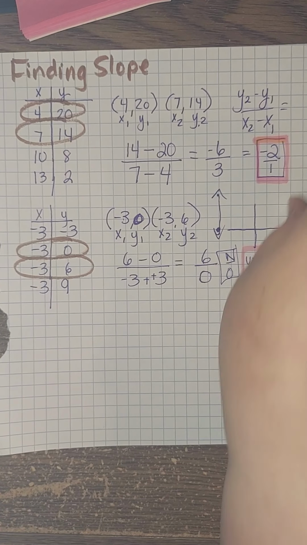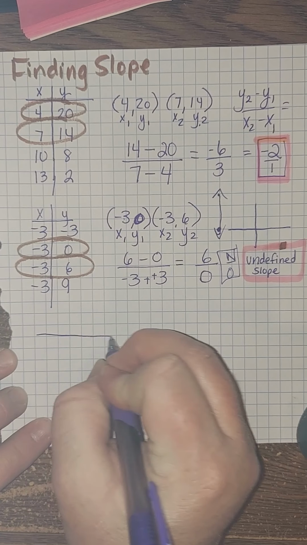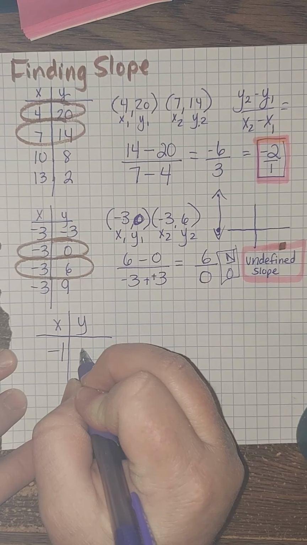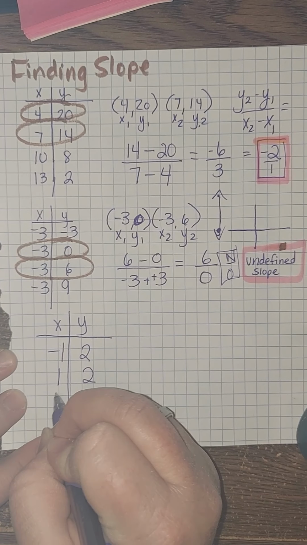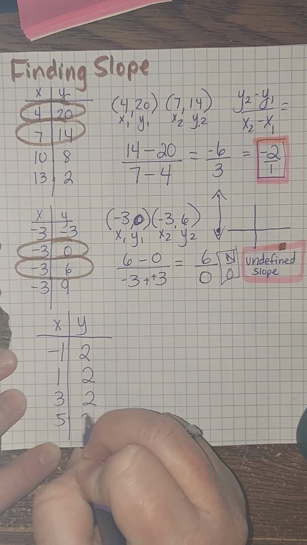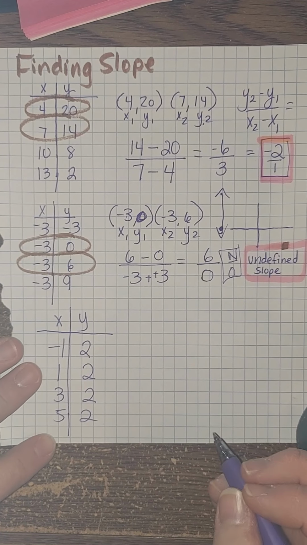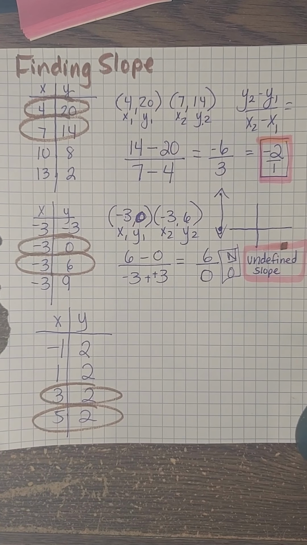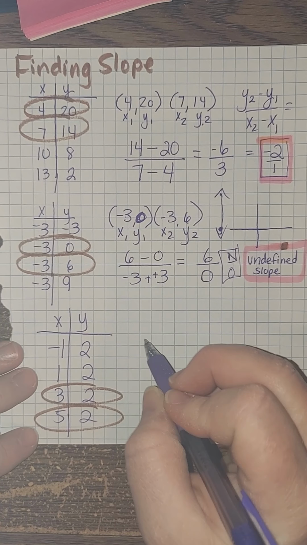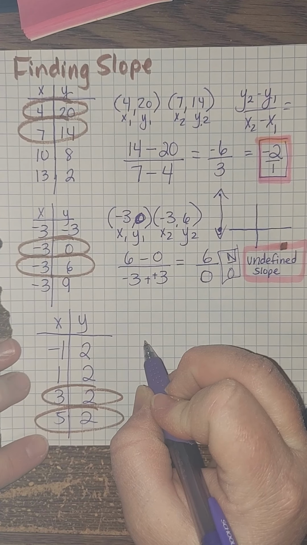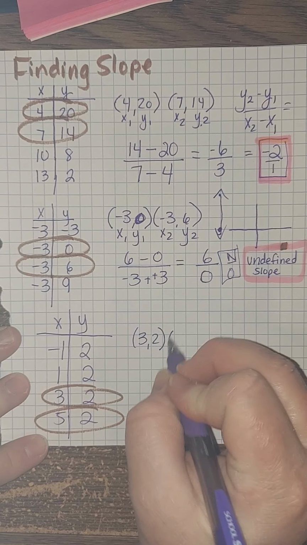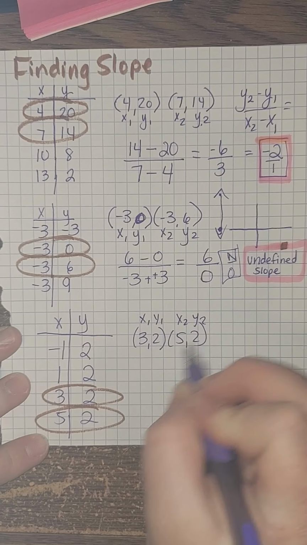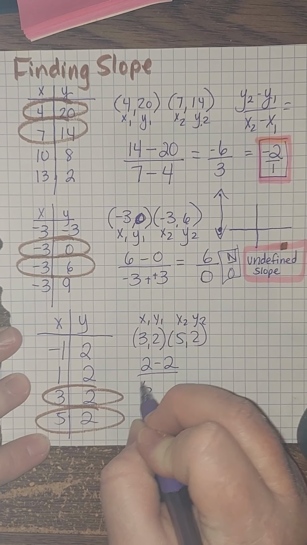All right, last one, you try. Are you ready? Again, stop the video. You can pick whatever points you want, solve, and make sure that you watch the rest of the questions. So I'm going to go 3, 2. I'm going to go 5, 2, x1, y1, x2, y2, 2 minus 2 over 5 minus 3.